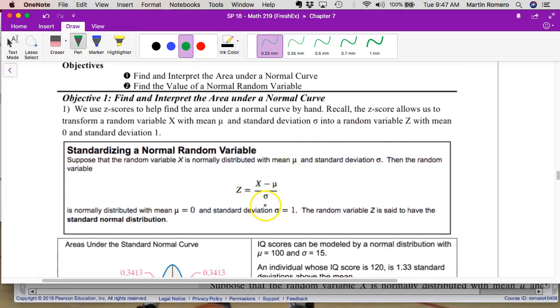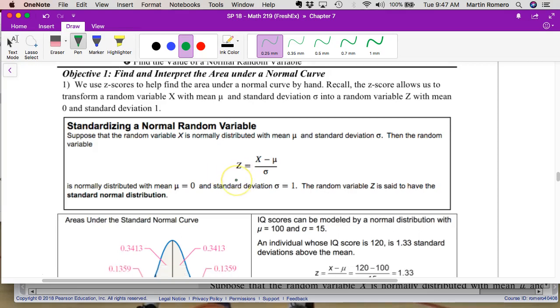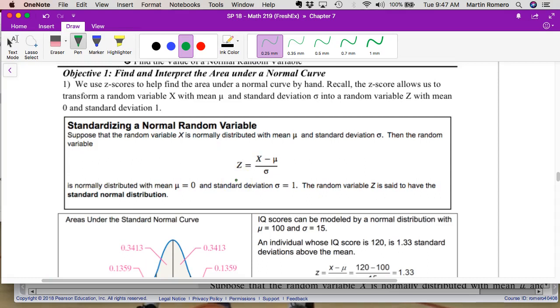And you know the formula already. A value minus the mean divided by the standard deviation tells you how many standard deviations above or below. It's a standardized way of measuring how well someone did relative to the mean. In this case, we're going to use these z-scores to determine probabilities and proportions of people who are above or below a certain value, kind of like percentile questions.